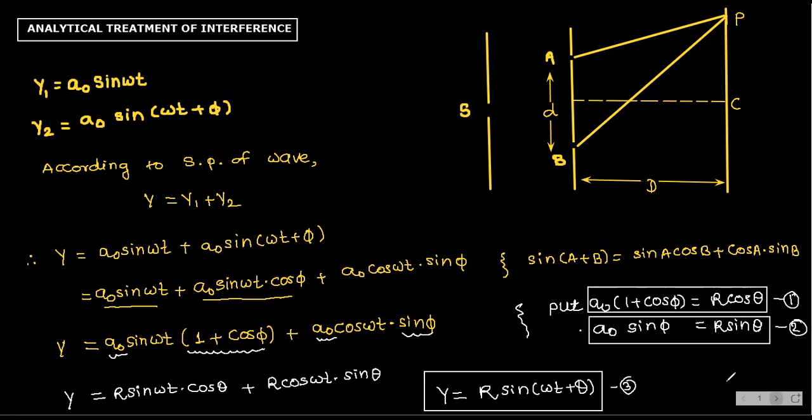Let's move ahead. Now, what is our equation 1? We got A0 into 1 plus cos of phi. This is your equation number 1, which is equal to r cos theta.